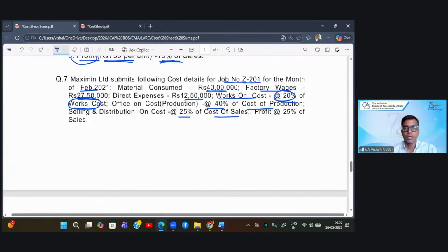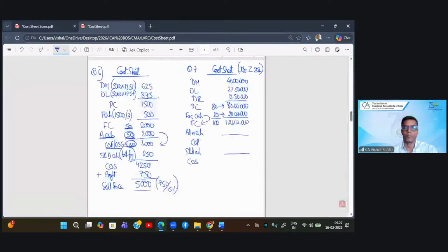Again, on similar lines, what is given for office on cost, that is administration overheads? It says it is 40% of cost of production. Now again, this figure is dependent on this. So again, let this be 100. So how much will this be? This will be 40. So this will be 60. Now for 60, it is 1 lakh. Correct? Then how much will it be for 40? So that is how you'll determine the administration overheads. So if for 60 it is 1 lakh, how much will it be for 40?